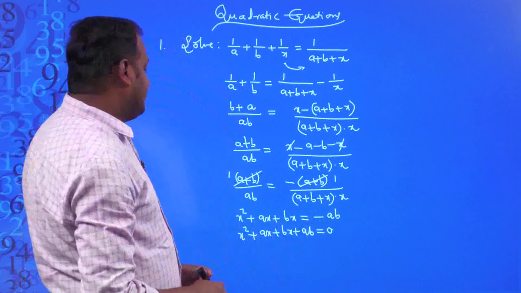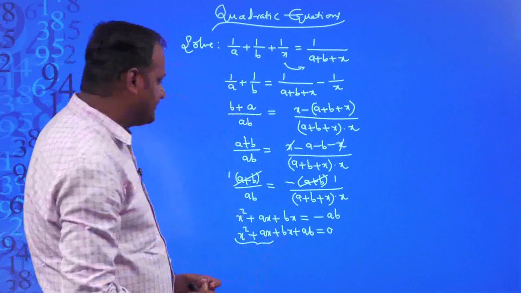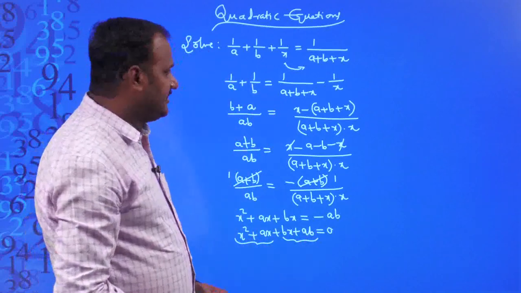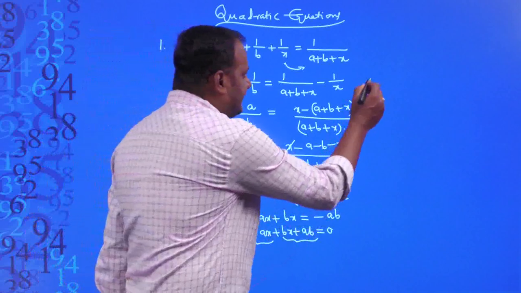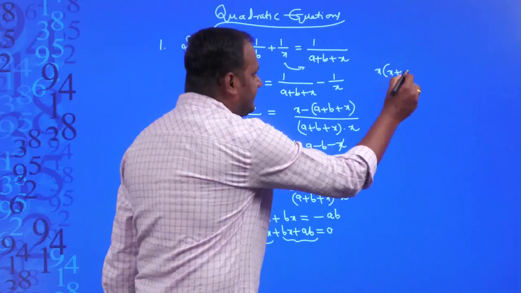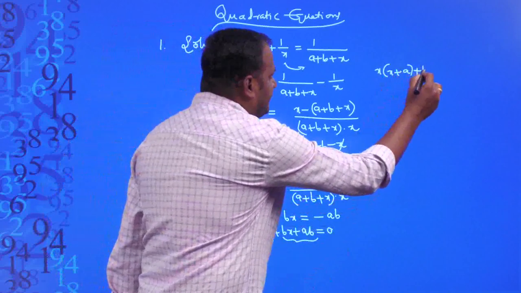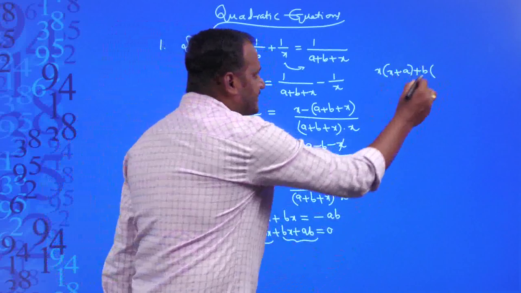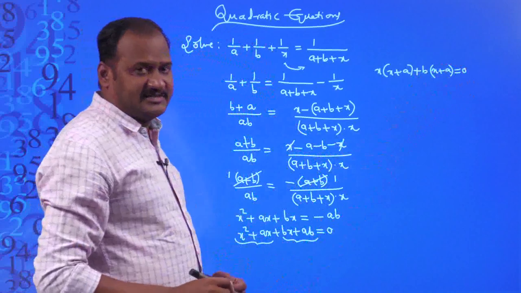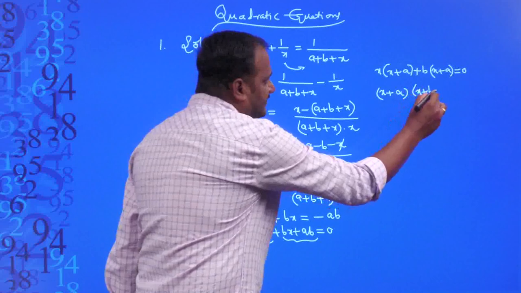See, it can be easily factorized, because from the first two terms you can take x common, and from the third and fourth terms, b can be taken common. So x square plus ax, x can be taken common, so x times the remaining x plus a, plus b times the remaining x and a. So x plus a is common, so you can take x plus a common into x plus b is equal to 0.